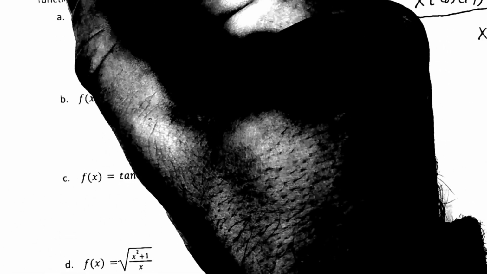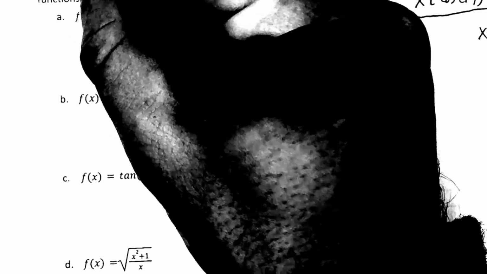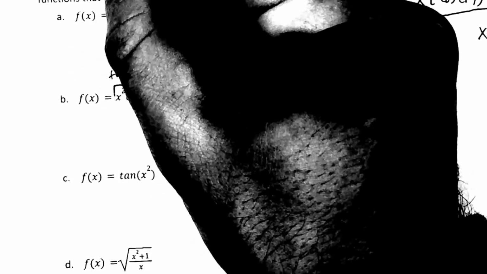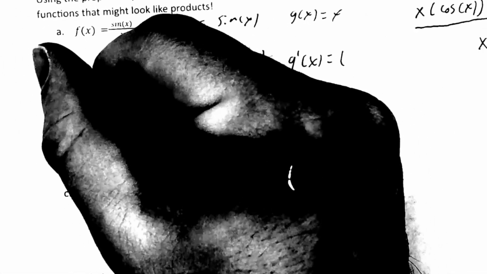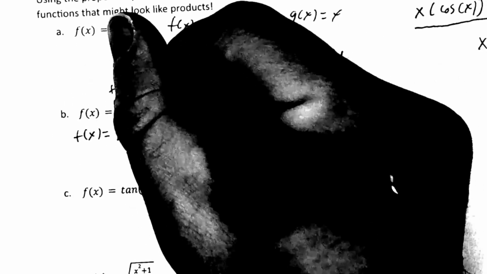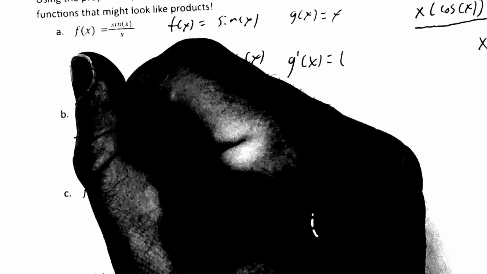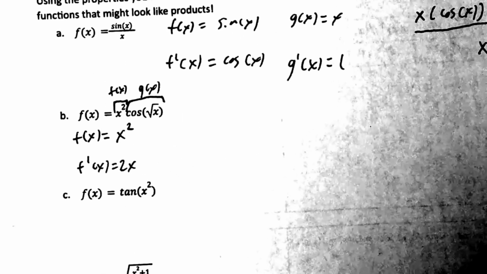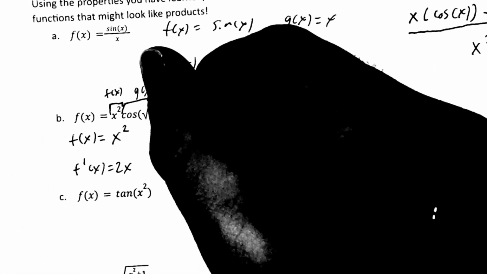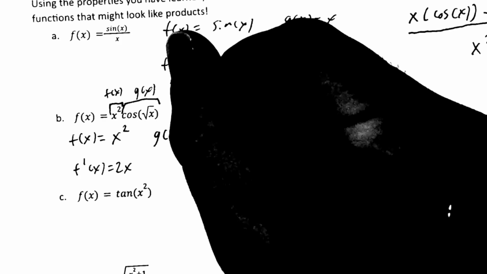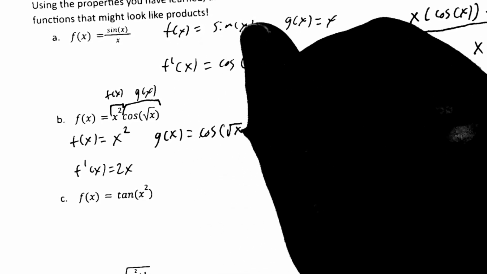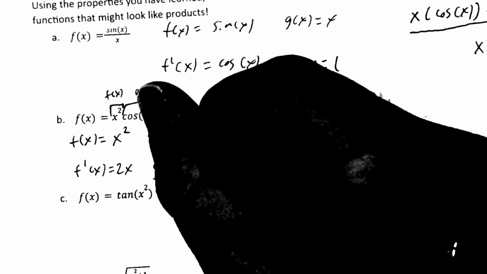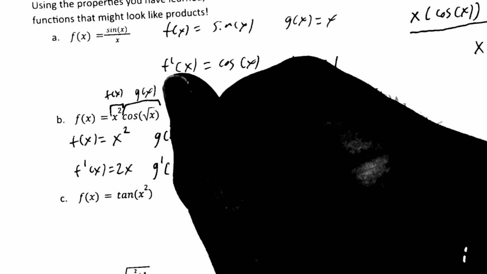Okay. Next one we have, this is going to be a product rule because you can see here, this is one function f of x, and this is another function here, g of x. So I'm going to write it out to the bottom here. We're going to have f of x equals x squared, derivative of f of x equals 2x, g of x will equal cosine root x, and then the derivative of g of x, this is where it gets a little bit tricky.